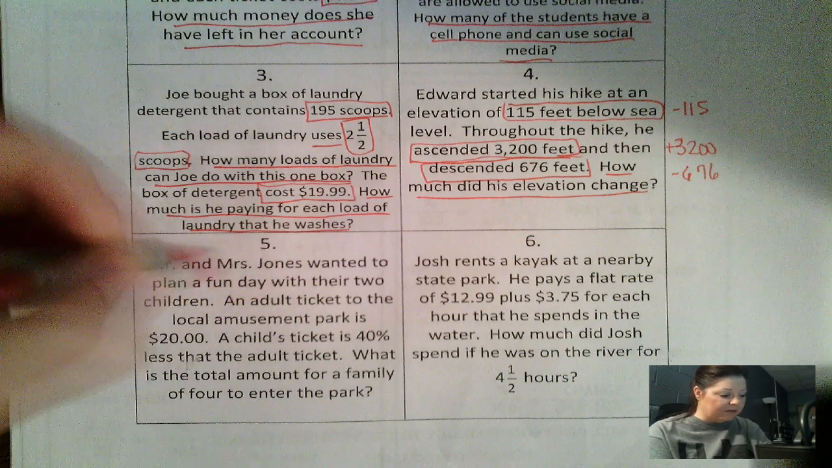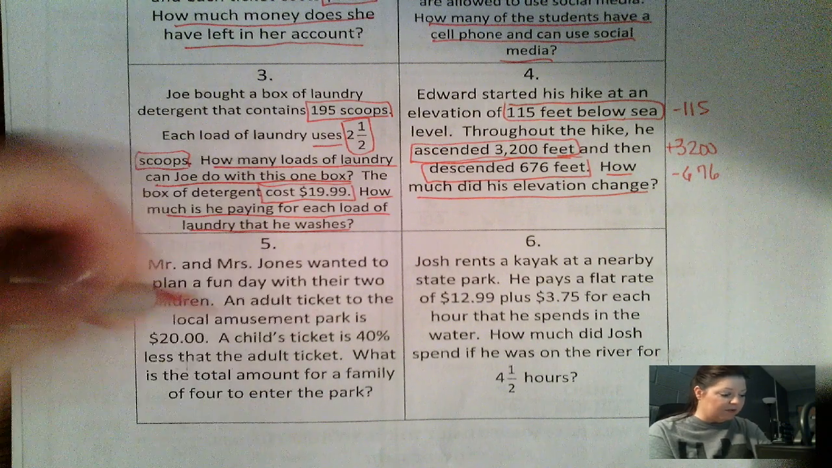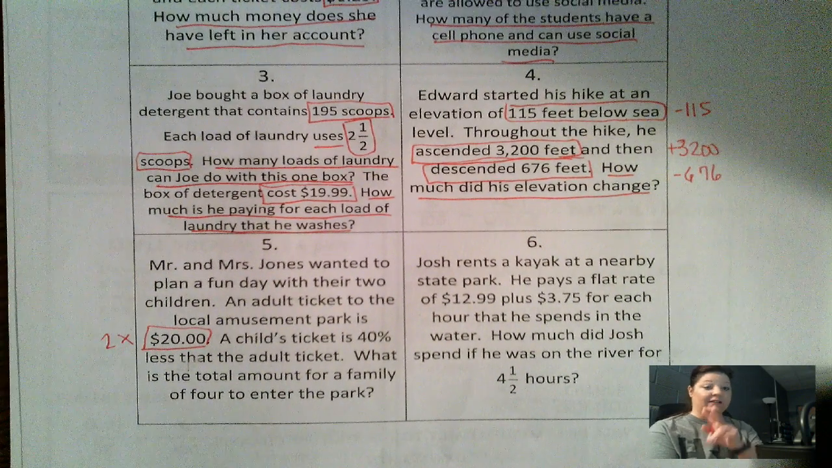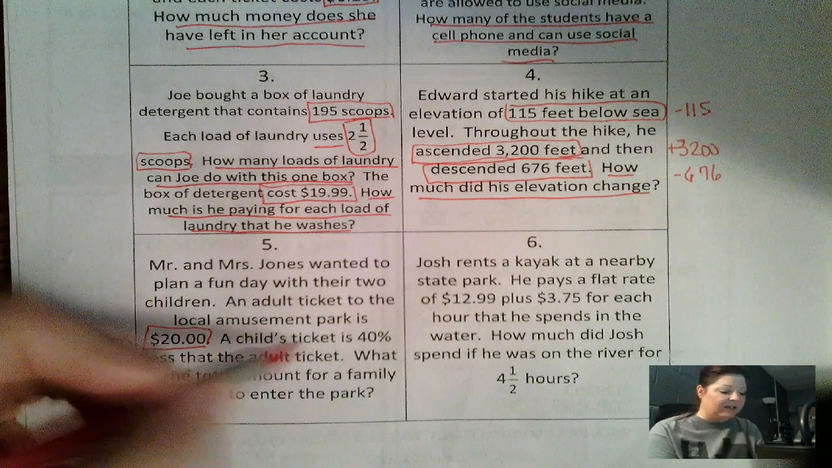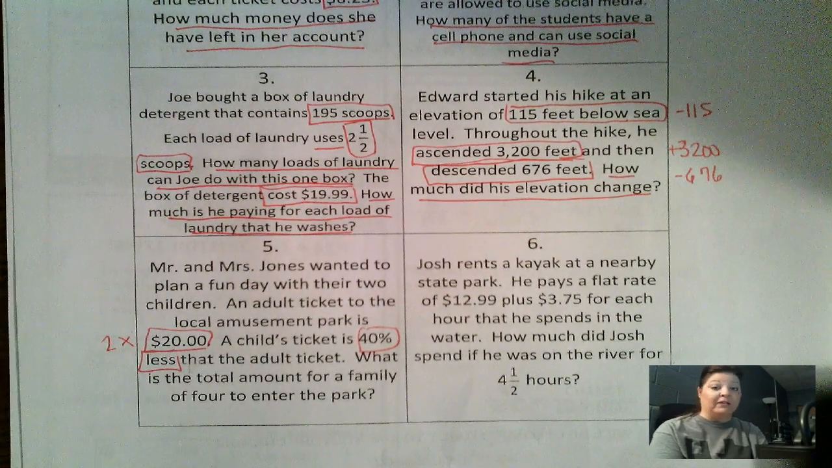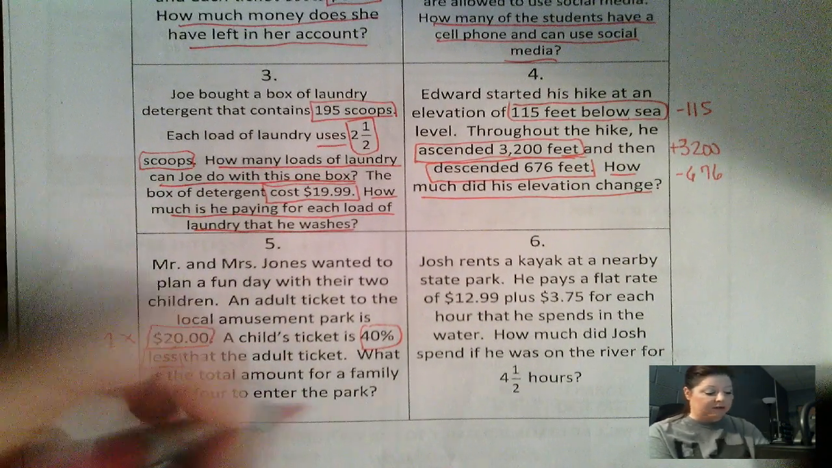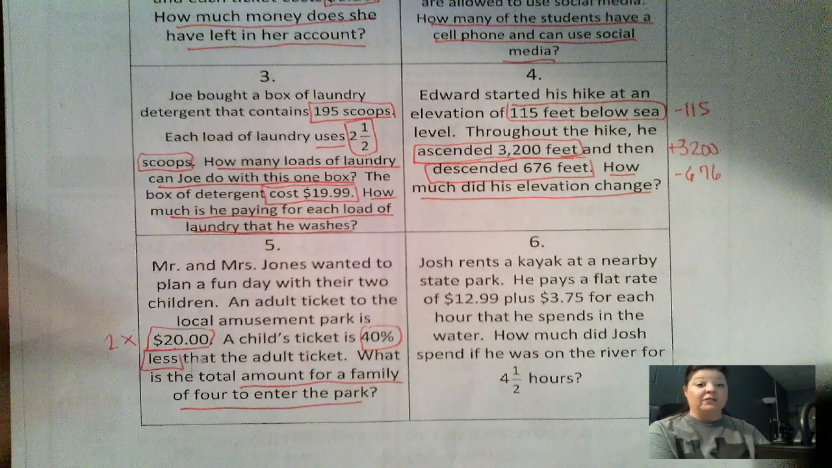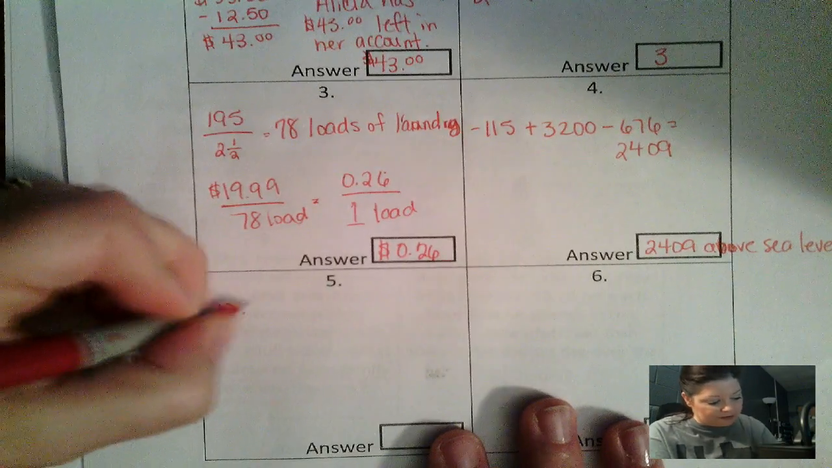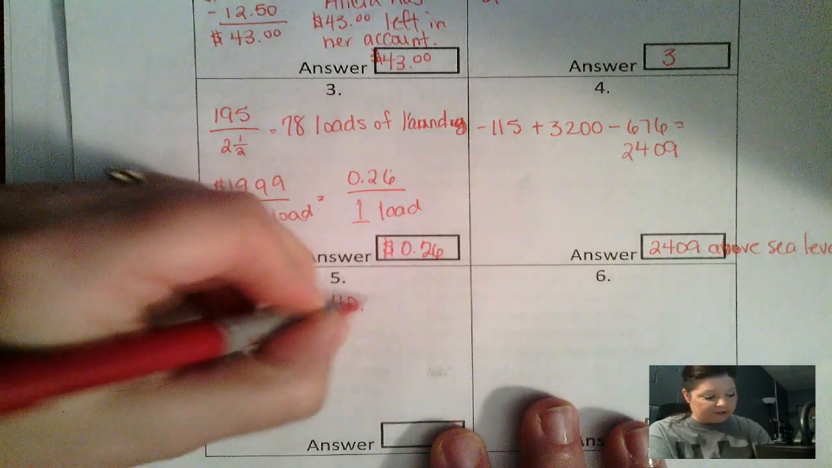So the adult price, Mr. and Mrs. Jones, an adult ticket to the local amusement park is $20. Okay, so $20, and I'm going to put times 2 out here beside that because I know there's 2 adults that are going. Okay, the child's ticket is 40% less than the adult ticket. What is the total amount for the family of 4 to enter the park? So we know that for the 2 adults to go, it's going to be $40 because we have $20 per ticket times 2 is equal to $40, right? So $40 to these guys.